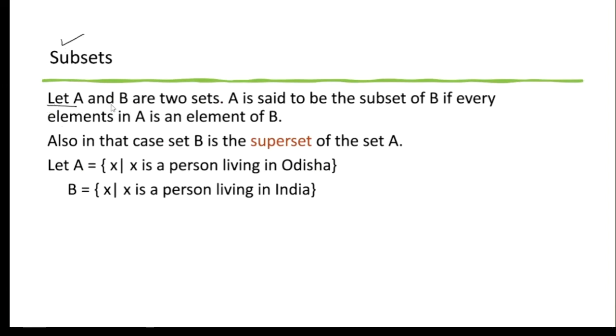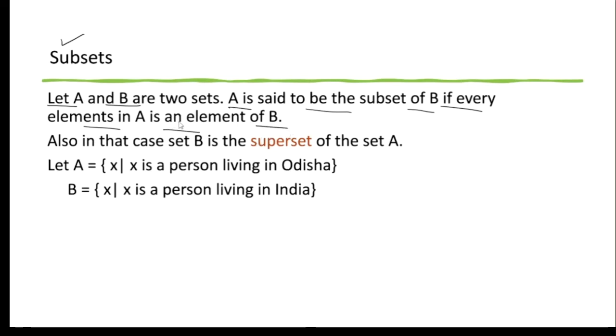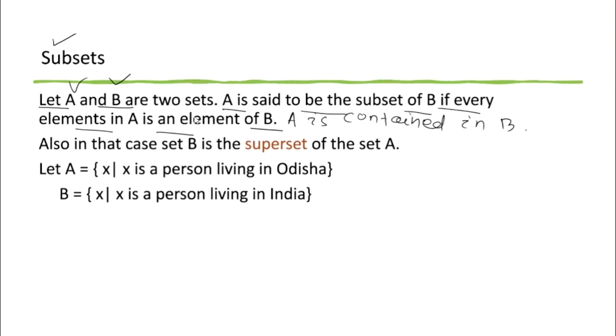Let A and B be two sets. Then A is said to be a subset of B if every element in A is an element of set B. In this case, we also say that A is contained in B. If every element of set A is also an element of set B, then A is a subset of B, or A is contained in B, and we denote it as A ⊆ B.